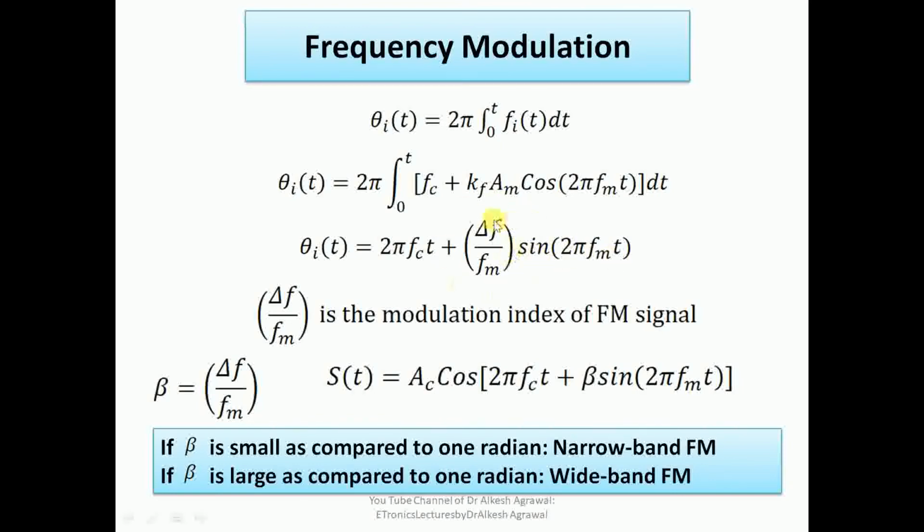Now this factor, Δf upon fm, is the modulation index of the FM signal. If we assume it to be beta, we have another form, s(t) = Ac cos(2πfct + β sin 2πfmt). So we have two types of FM signal: narrowband FM and wideband FM. That depends upon the value of beta, or Δf upon fm. If beta is small compared to 1 radian, we define the FM signal as narrowband FM. And if beta is large compared to 1 radian, we classify it as a wideband FM signal.